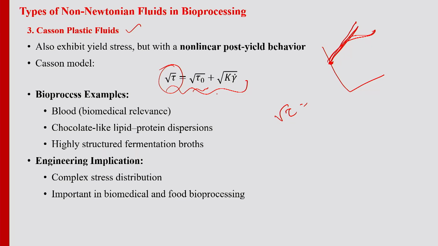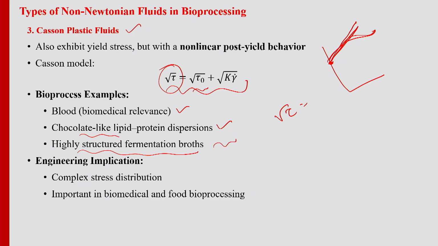So, what is the example here? We use blood, which is definitely relevant in biomedical. The blood sample, when you use it here, behaves as a Casson plastic model. Then chocolate, like lipid protein dispersion. This also falls in the bioprocess examples, and then highly structured fermentation broth. This type of fluid also falls under this category here.